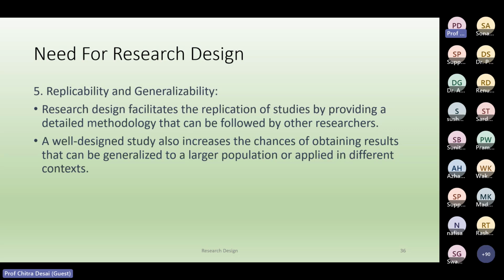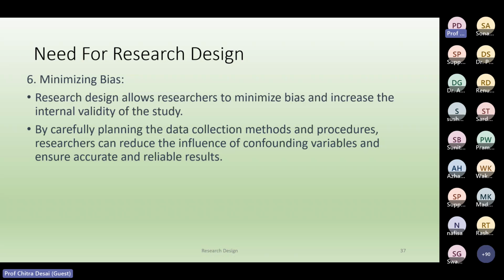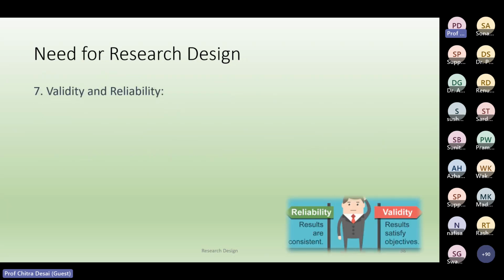And when you say that your research is designed in such a way that you have applied it onto certain sample data, the same when you apply to the larger population, you will get results very much similar, maybe in a different context of the population. You minimize the bias, this also we have discussed. And then the last one is validity and reliability.